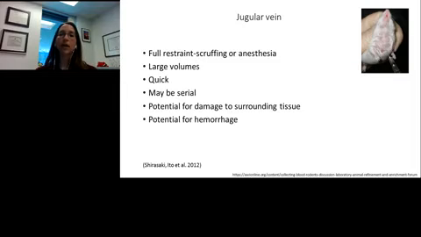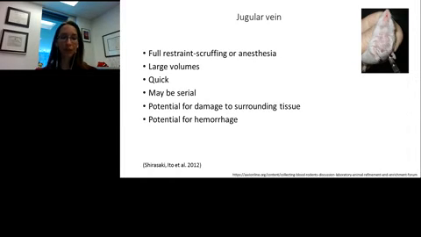And you can also get blood from the jugular vein in mice, and reports vary. Some describe doing this in awake mice with full physical restraint, and other reports describe doing this in anesthetized mice. You can get large volumes from the jugular, again, very quickly, and it can be used serially, but there is a potential for damage to surrounding tissue and the potential for hemorrhage.